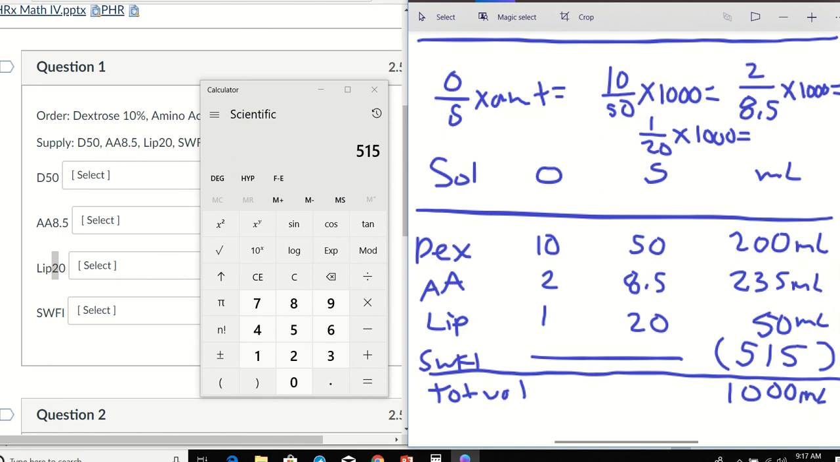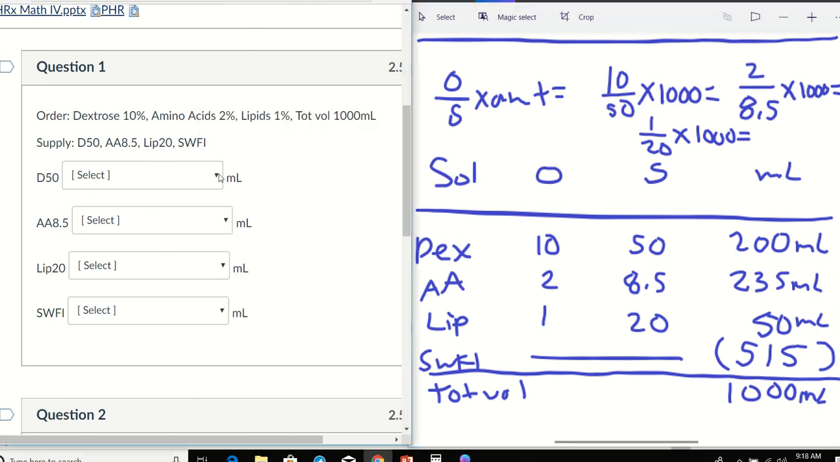So 515 should be the water? Not there though. It's only 465, 414, 365, and 665. Ooh, this one, your question might be different. Yeah, all questions are different. So follow along, write down your notes for this question. Okay, I get it now.